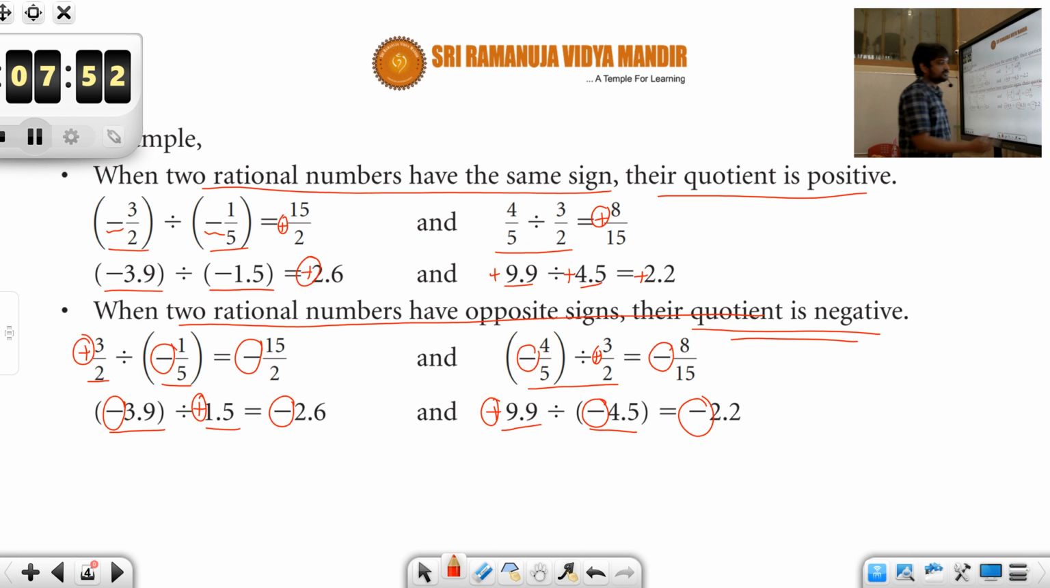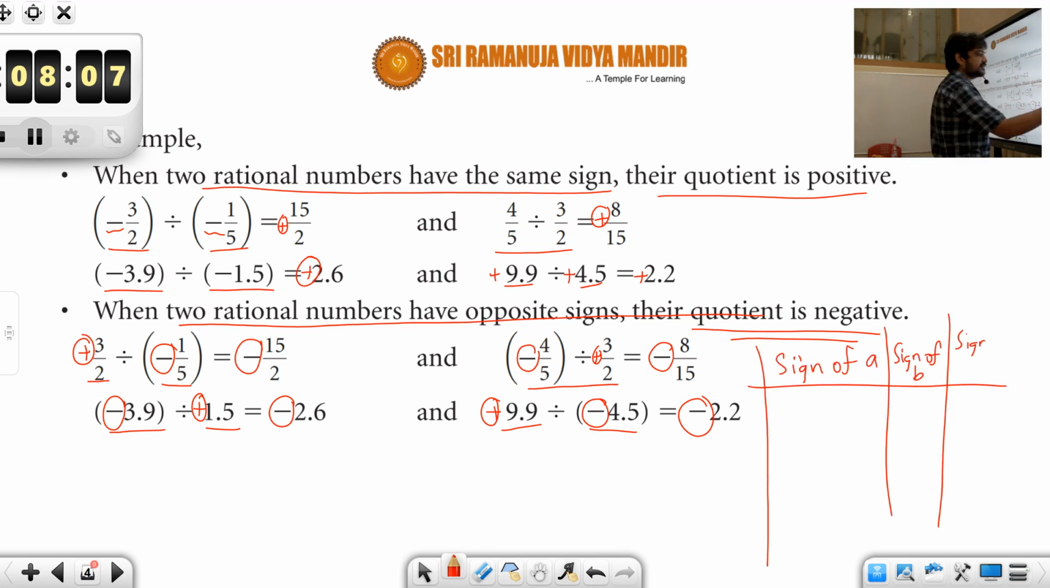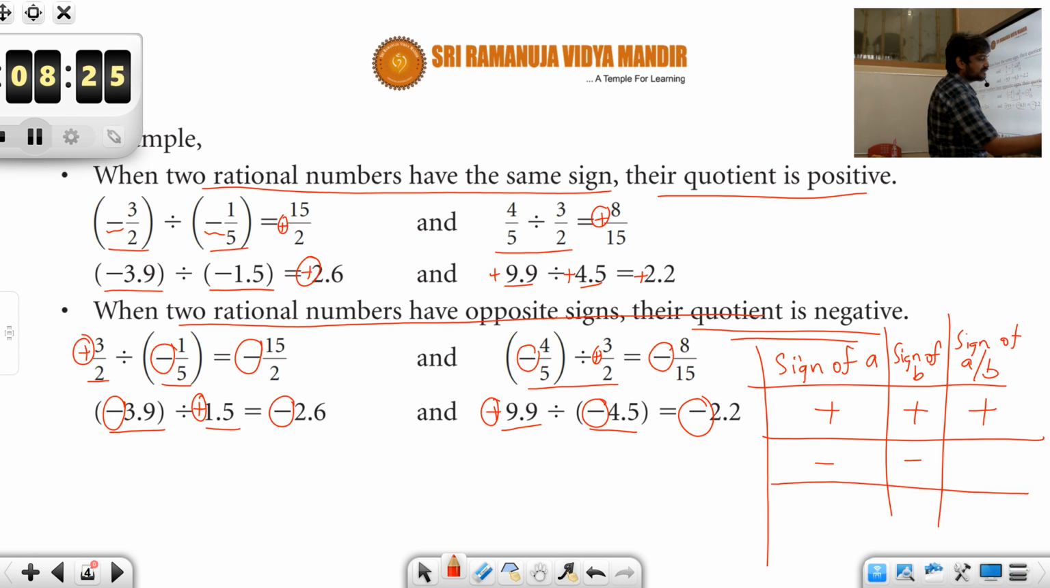Simple. See, if you look at this, sign of A and sign of B, and then sign of A by B. If sign of A is positive and sign of B is positive, so sign of A by B would be positive. If sign of A is negative and sign of B is negative, then sign of A by B would be positive again. So A and B, if they are of the same sign, the division also results in a positive sign.